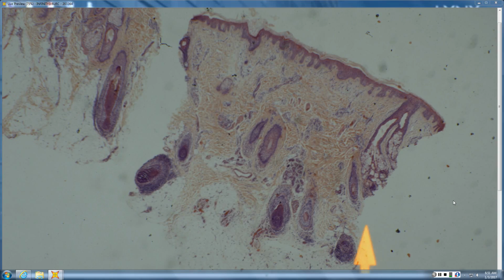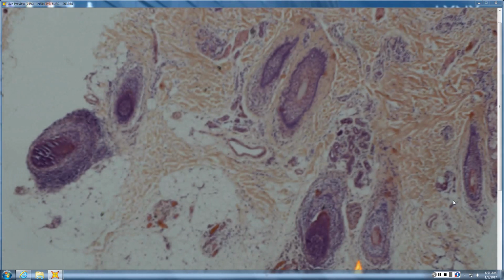This is pretty early on. You do over time start to get some miniaturization and some shift towards catagen and telogen, but early on you just see a ton of lymphocytes around the bulb. And there's some other features you can search for as well.